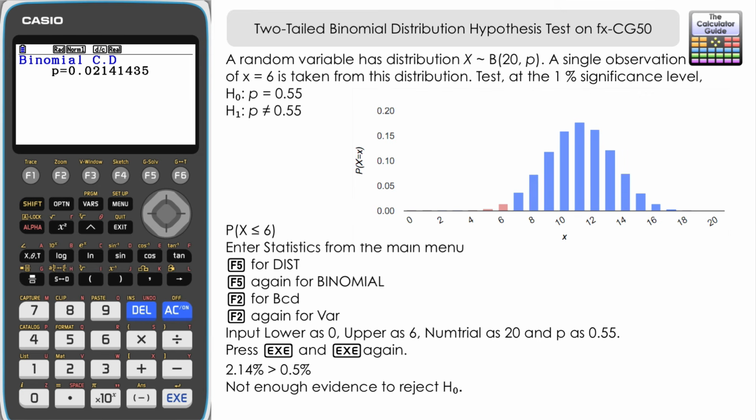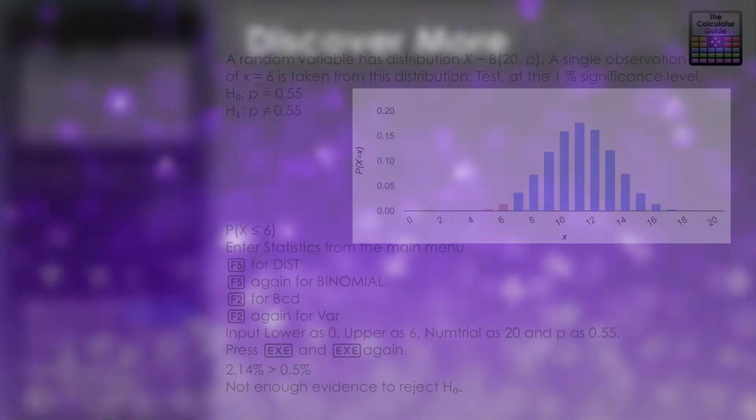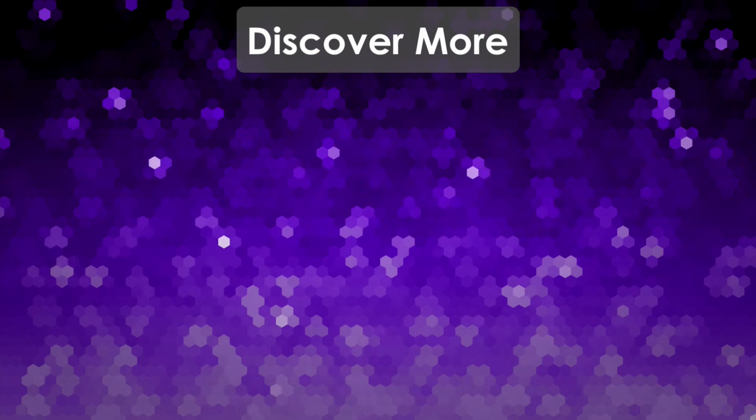So there we go, how we can test using a two-tailed binomial distribution hypothesis test on the fx-CG50. Once again, very easy to input the figures once you know all of the conditions and variables that you need to input. This question was quite generous to us in that it gave us a lot of the things already, including our hypotheses. The key thing was that because you've got a two-tailed test, you need to make sure that you split that significance equally between the upper and lower tail. So you want half of your significance value in each.